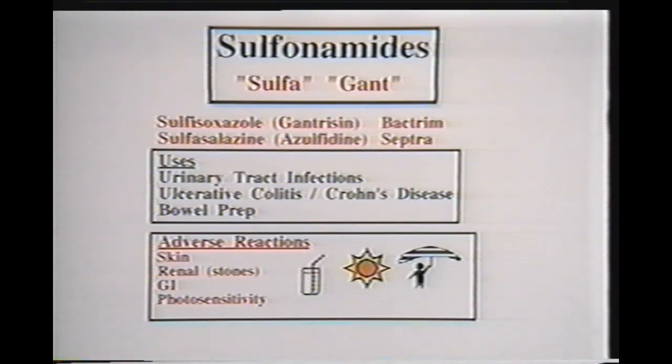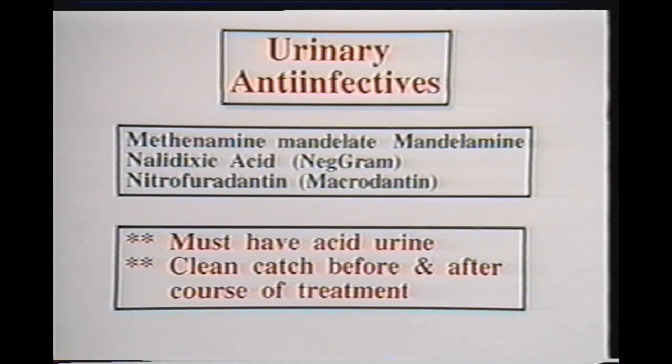Then there are a whole group of urinary tract anti-infective agents. And these are drugs that are not well absorbed systemically. These are drugs that are used directly to kill bacteria in the urinary tract. So things like mandelamine, or nalidixic acid, which is Negram, or nitrofurantoin, which is Macrodantin.